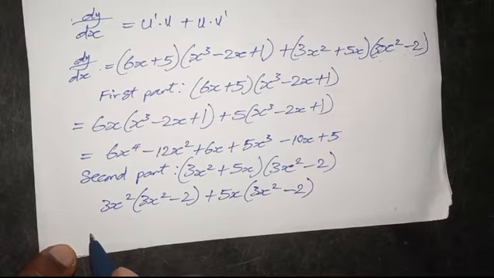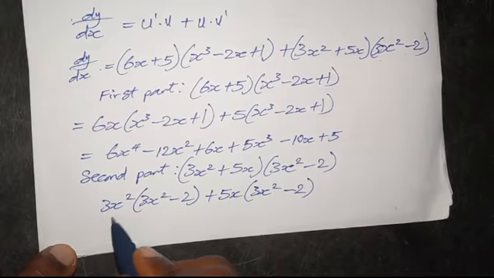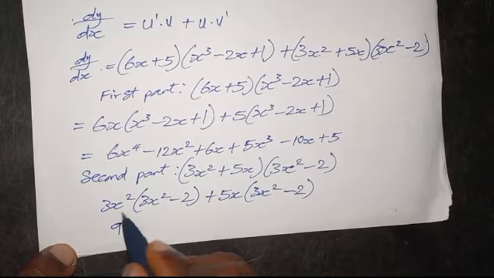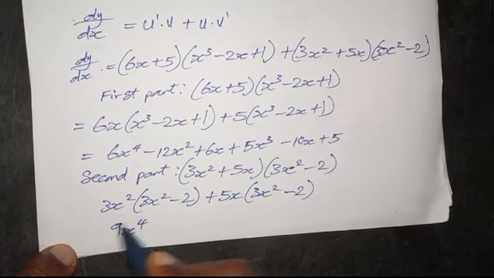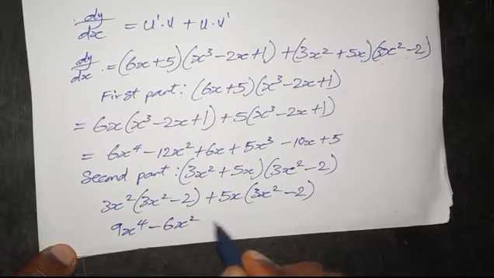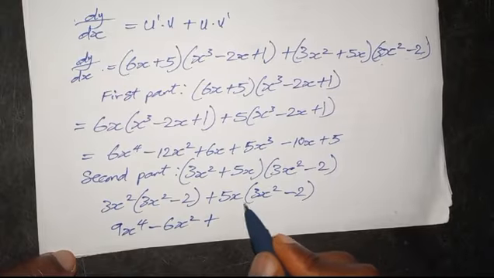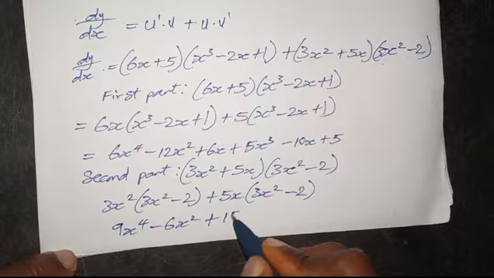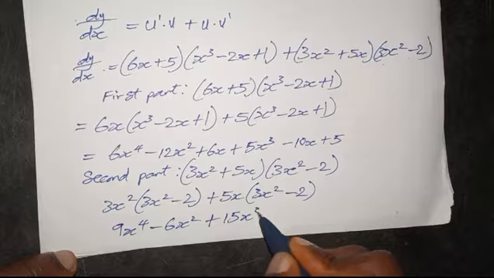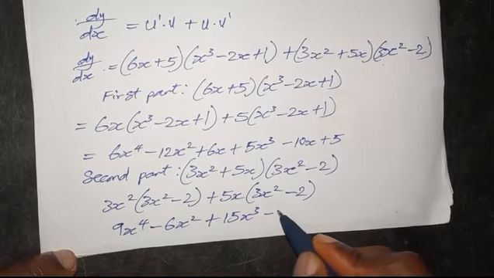Then you now move them out from that place, which is 3 times 3, which is 9, 2 plus 2, 4, x raised to the power 4. 3x squared times 3 times 2 is minus 6x squared. Plus 5x, that means 5 times 3, which is 15, 1 plus 2, 3, which is x cubed, minus 5 times 2, which is 10x.